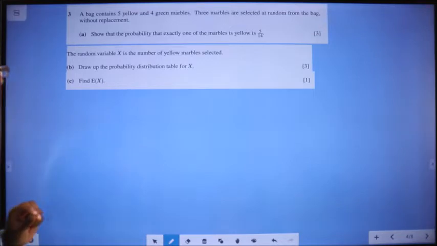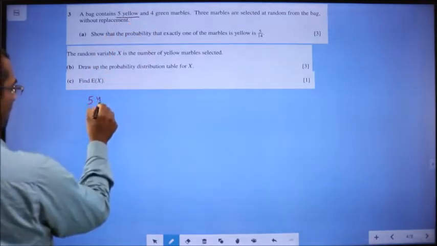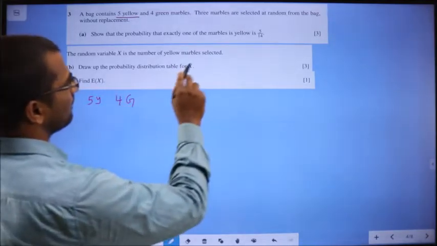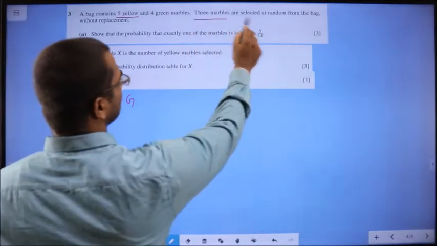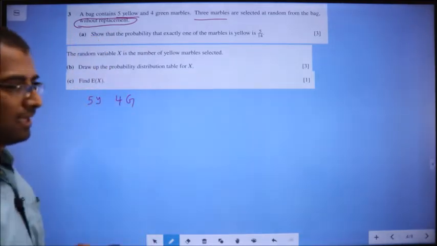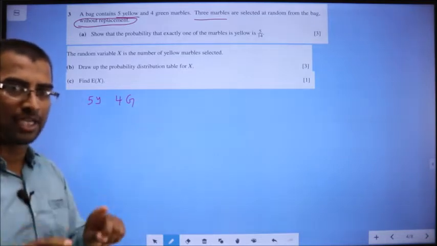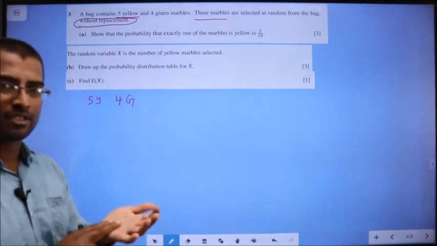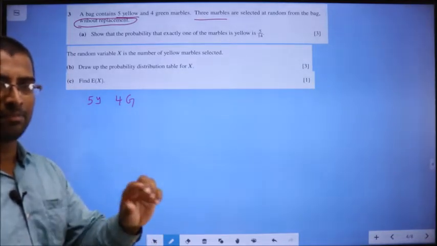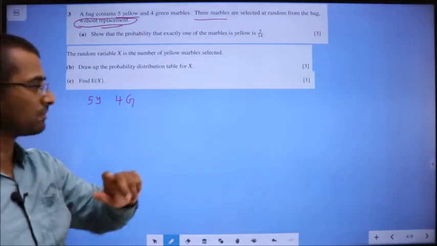Question 3. A bag contains 5 yellow. So whenever you come across the information, write it down. 4 green. 3 marbles are selected at random from the bag without replacement. See, without replacement means you should use combinations. That idea you should get. Only 2 things, either combinations or binomial distribution. Binomial distribution whenever independent. If without replacement, use combinations.